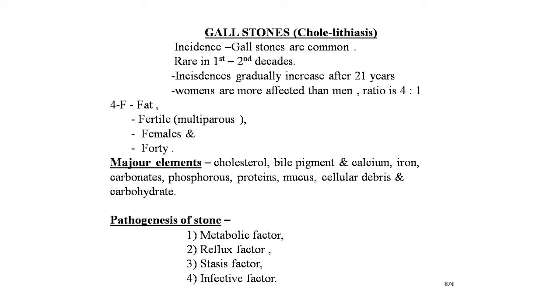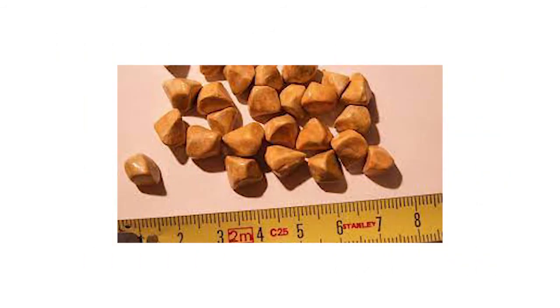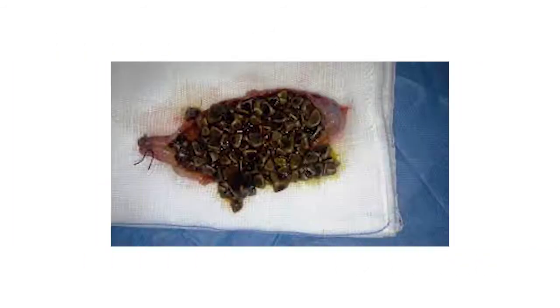The major elements are cholesterol, bile pigments and calcium iron carbonates, phosphorus, proteins, mucus, cellular debris and carbohydrates. Pathogenesis of the stones: metabolic factor, reflux factor, stasis factor, infective factors. Here is the image. You can see the gallbladder contains multiple faceted gallstones. Here is a good picture. Next image is the typical faceted gallbladder stones. This is another image of the gallbladder stones.